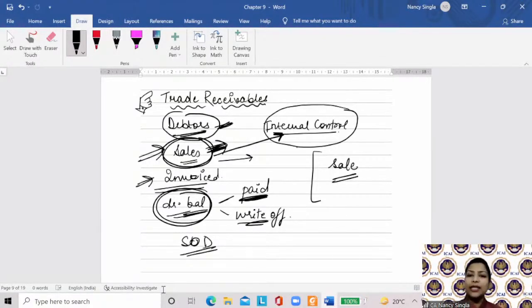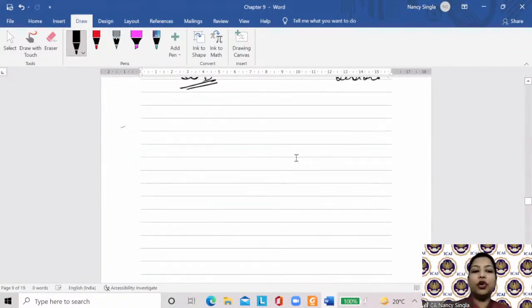Okay? So once the auditor is clear about the internal control with respect to sales, then only he can perform his audit procedures with respect to debtors. So what are the audit procedures that the auditor has to perform when he has to verify the existence of debtors? Quickly tell me one of the SAs that comes to your mind.